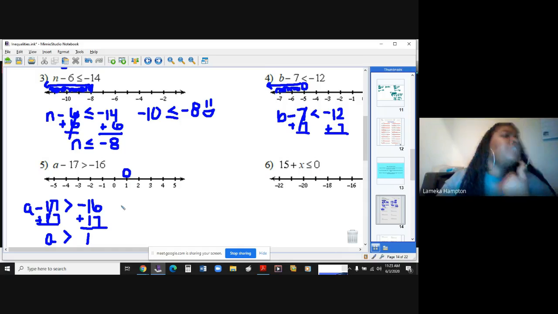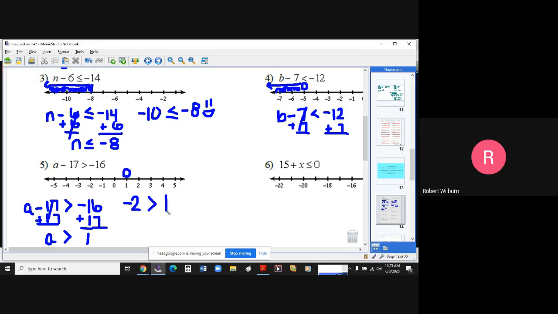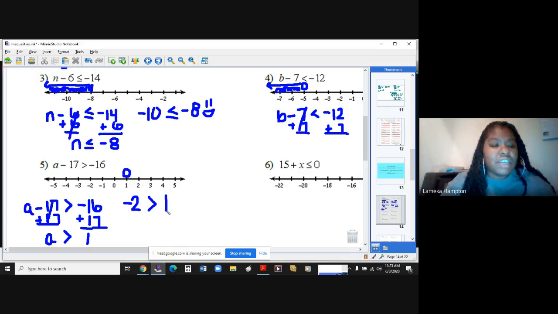Negative 2. Okay, let's try it. So we're going to determine if negative 2 is greater than 1. Is that true? Nope. So that tells us that any number to the left of 1 would not make this a true statement. So we give them a sad face.